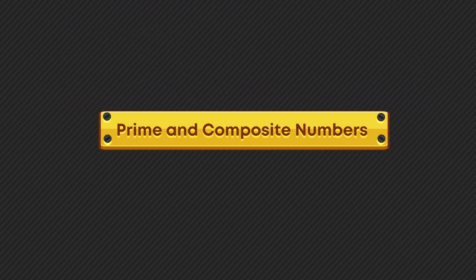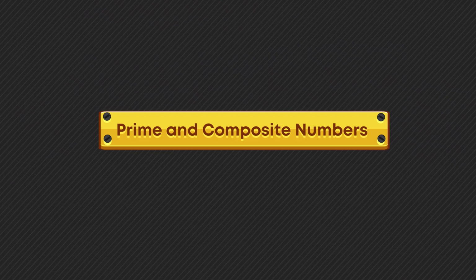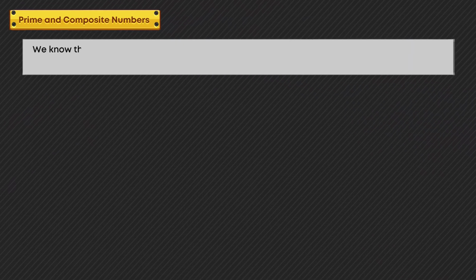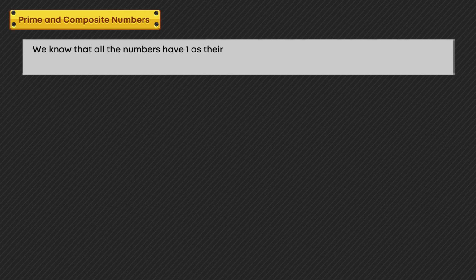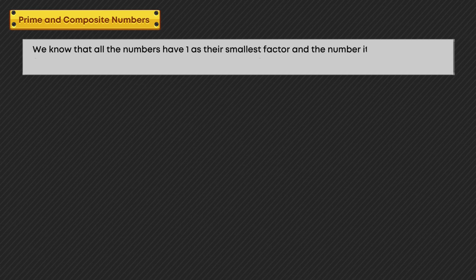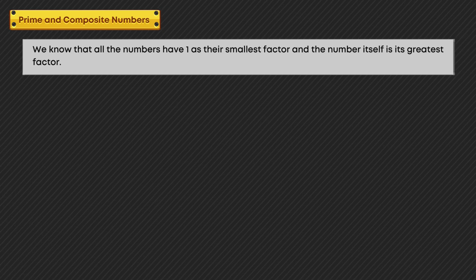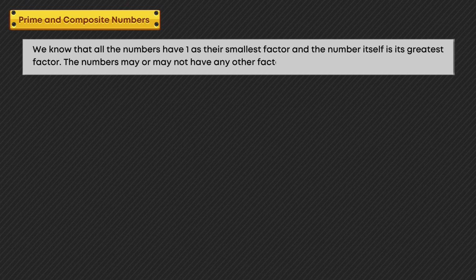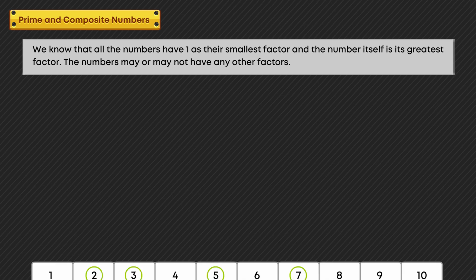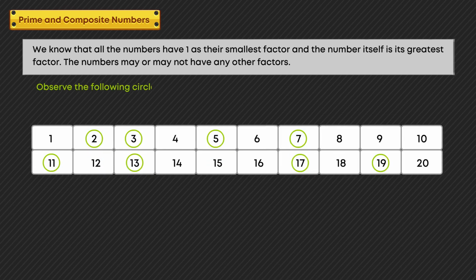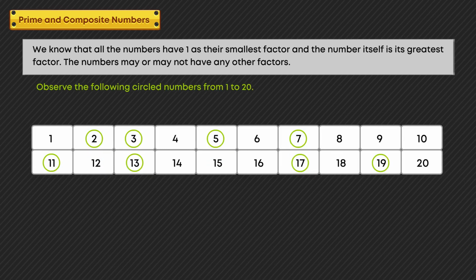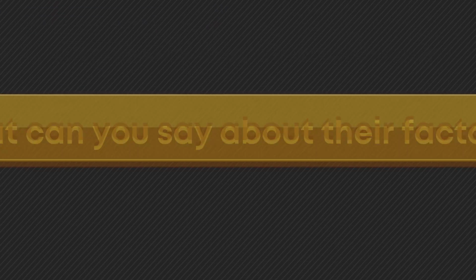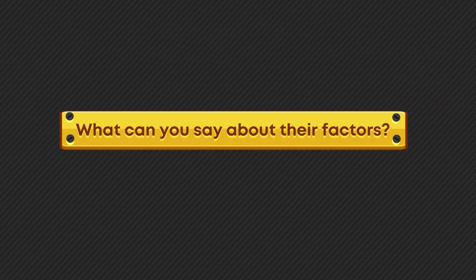Prime and composite numbers. We know that all the numbers have 1 as their smallest factor and the number itself is its greatest factor. The numbers may or may not have any other factors. Observe the following circled numbers from 1 to 20. What can you say about their factors?